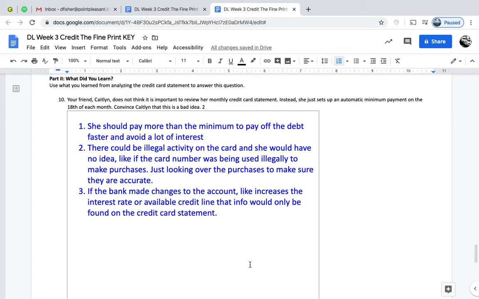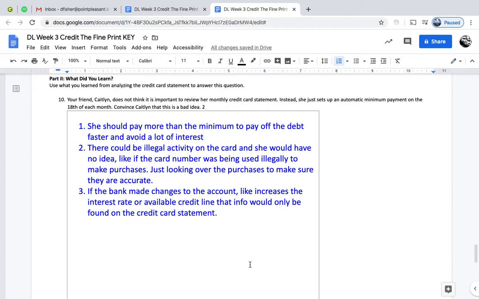The other thing is if the bank has made changes to your account, maybe they increased your available credit. That happened to Mr. Fisher where I had a $500 limit forever, like 10 years. And then overnight, I noticed, hey, I can now charge $5,000. The other thing is the interest rate. They're almost always going to try to increase the interest rates, not drop it. So you won't know for sure if the interest rate's gone up or down unless you're checking on your credit card statement. So you want to make sure you look at that every month.